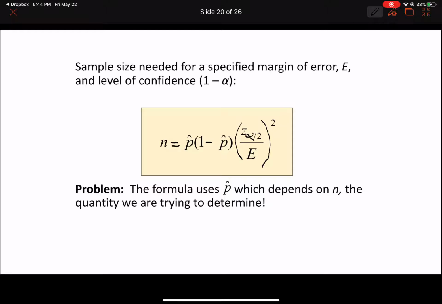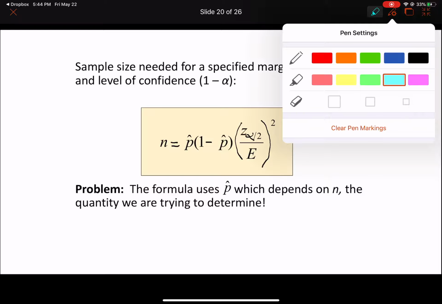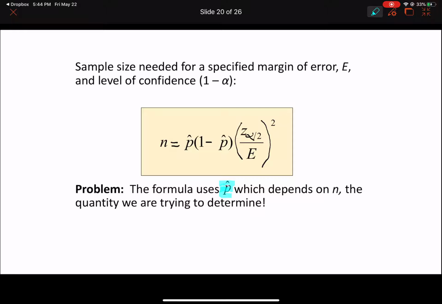However, this formula uses p hat. Didn't we use n right here to calculate p hat? But that's what we're trying to determine. We're trying to figure out what the n is. So without the n, we can't calculate the p hat. So we've had to do a little bit of a workaround. Make sure you've written this formula down, and let's take a look at how we're going to figure out what that p hat is in order to find n.